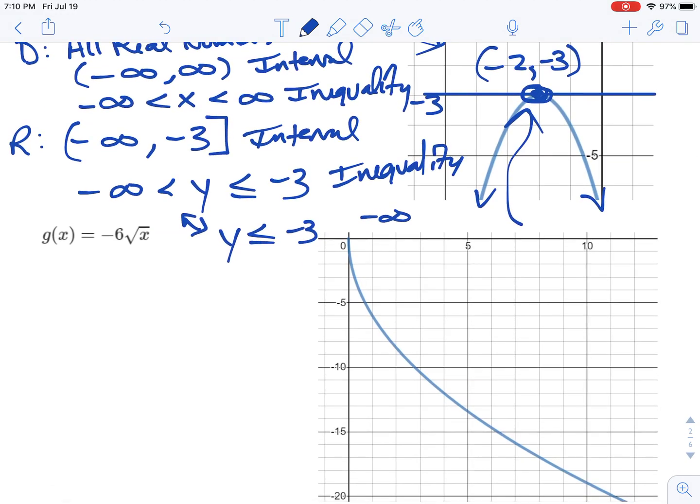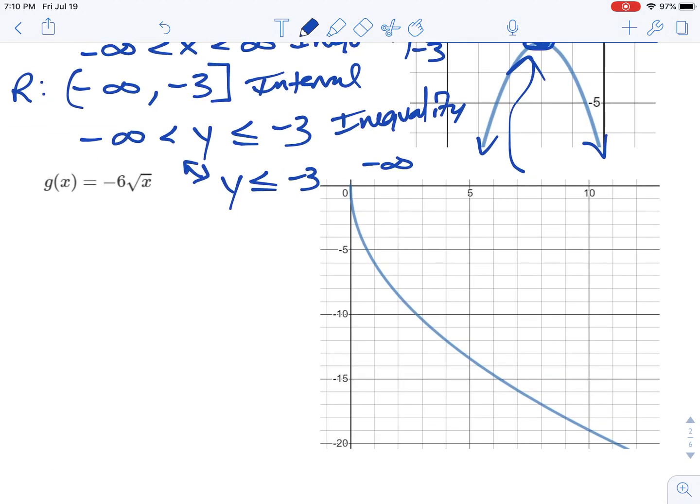For the next one here, we've got -6 times the square root of x. And as you can see, it kind of stops at this point right here. There are no possible negative values of x here because you can't do the square root of a negative.